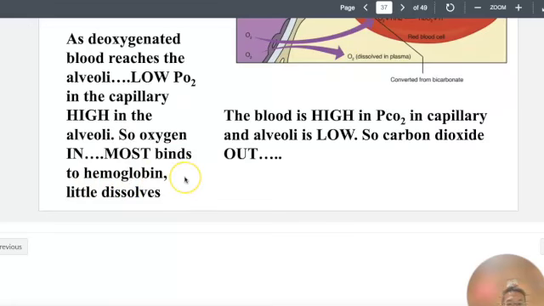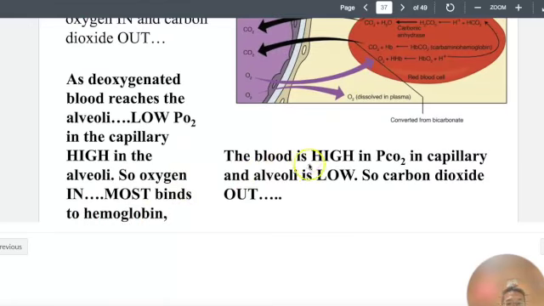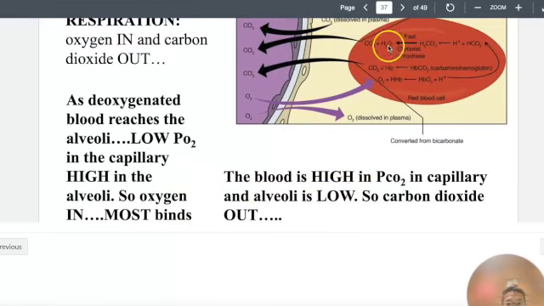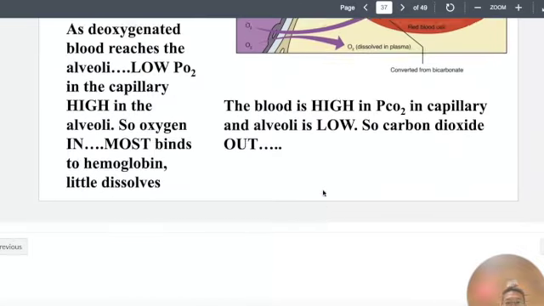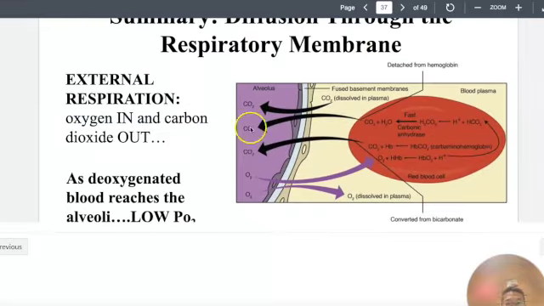Hemoglobin. Okay, the blood is high in CO2. Remember, high in CO2 in the capillary in the blood, and then it is low here, so it's going to go right across. So this is called the external respiratory part, where there's a gas exchange.